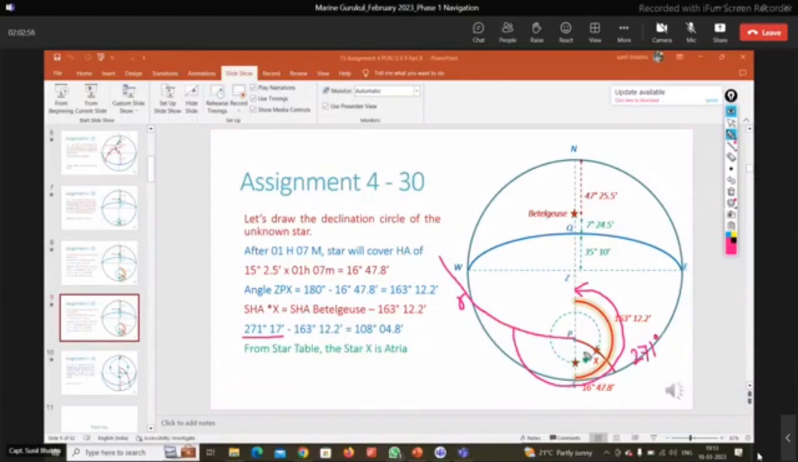Now let me show you the SHA of the unknown star. Let us show it with blue color. SHA of the unknown star will be this angle up to X. And the difference between them is 163, 12.2.